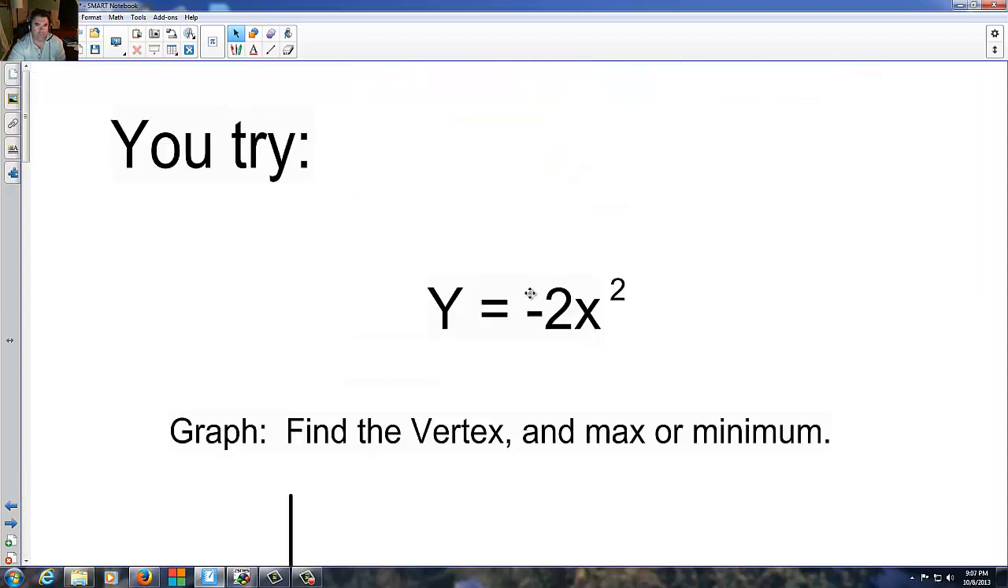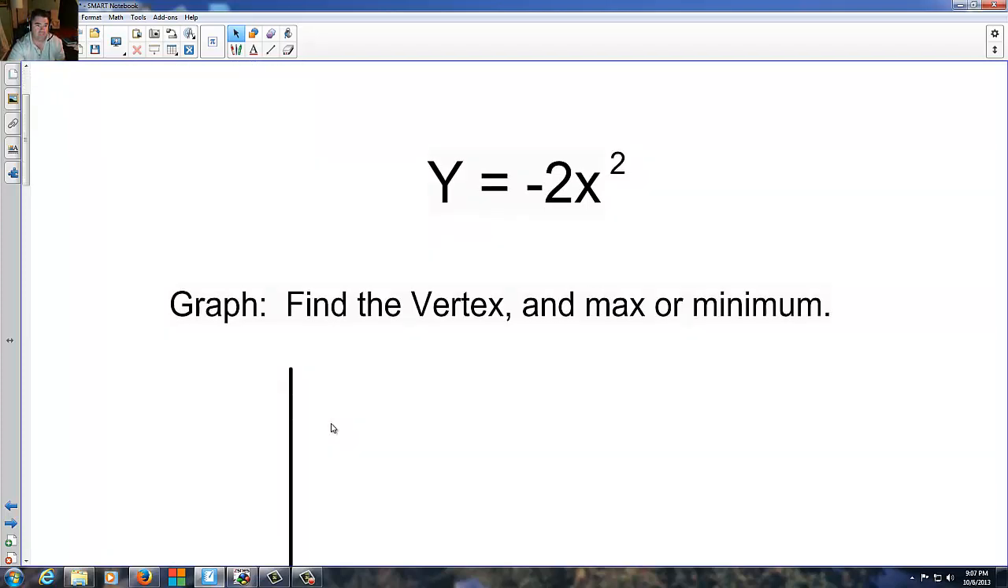You try y equals negative 2x squared. I want you to go ahead and graph it, find the vertex, or that middle spot where it splits it, and give me the max or min. Here's a hint. It's going to go downwards. So you're going to have a max, but you're not going to have a minimum. Go ahead. Let's see how you did.